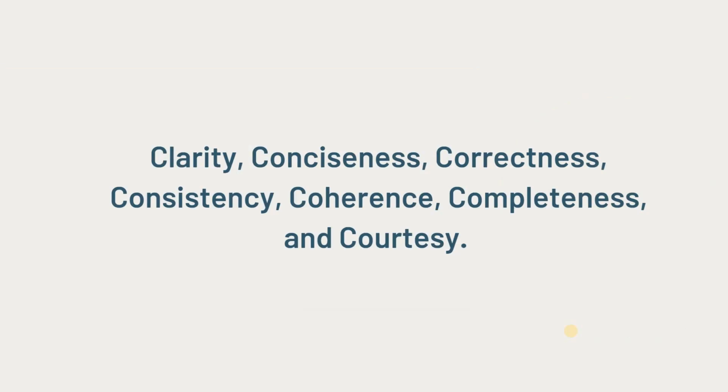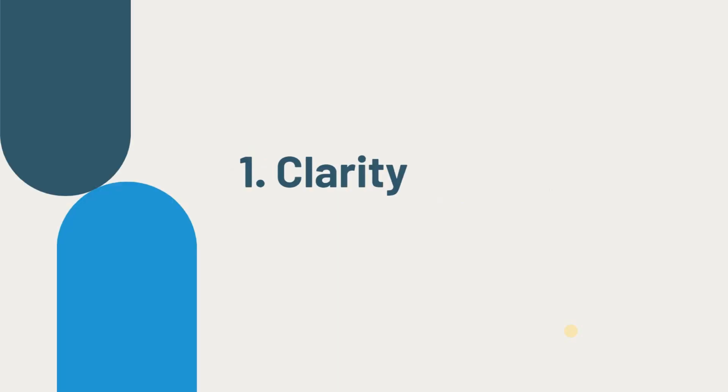The C's in technical writing are basically clarity, conciseness, correctness, consistency, coherence, completeness, and courtesy. And here is how you can apply each of these principles to enhance your technical documentation. The first one is clarity.